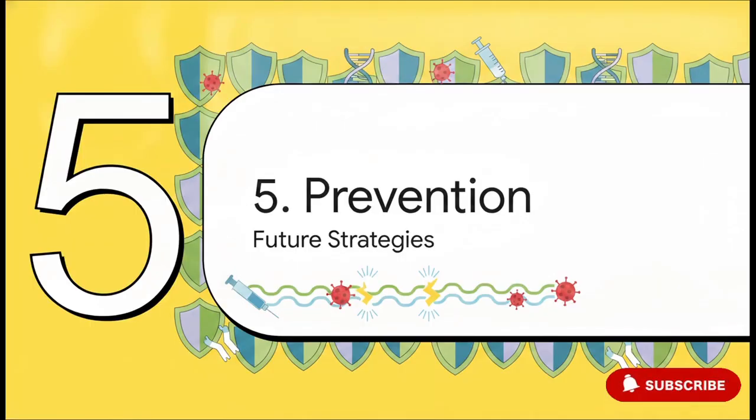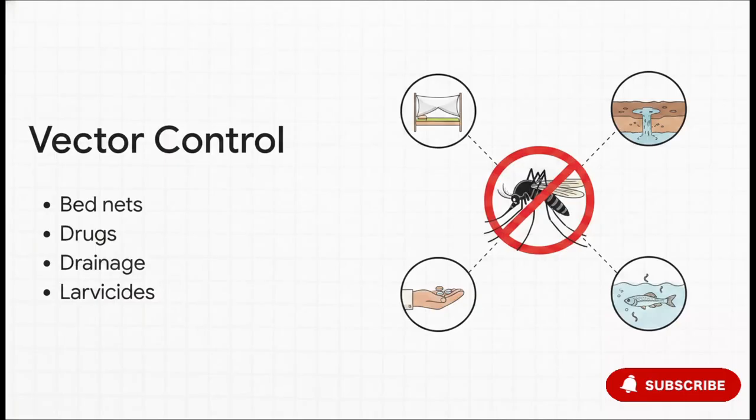All right, final section, Section 5, Prevention, Future Strategies. Long before we even start talking about vaccines, humanity has relied on a massive, multi-pronged strategy called vector control. The idea here is simple. You don't just attack the parasite, you go after the mosquito. This means widespread use of insecticide-treated bed nets to protect people while they're sleeping. It means taking prophylactic drugs to stop the infection before it can even take hold.